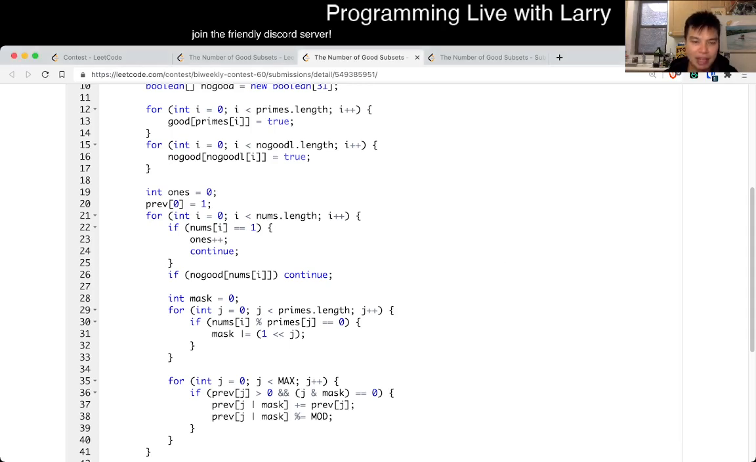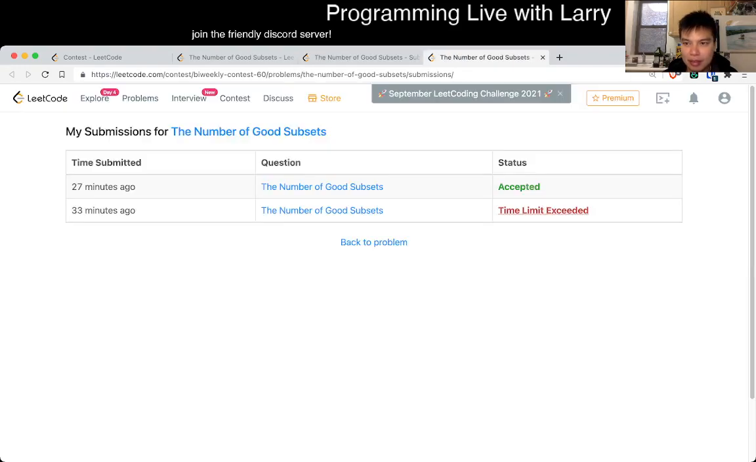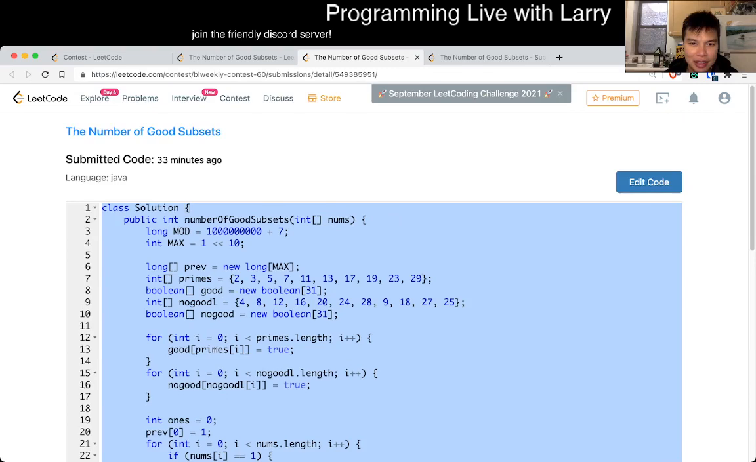So basically, for example, I cannot edit this here quite yet. Technical difficulties, hang on. This is my TLE solution.